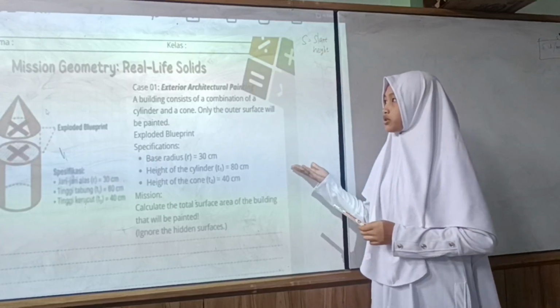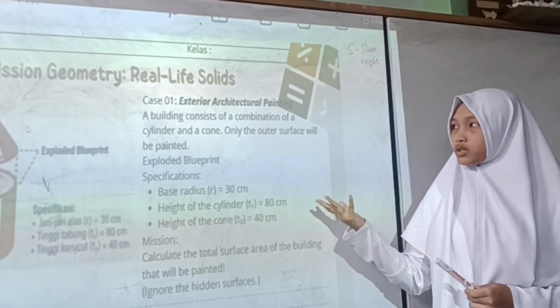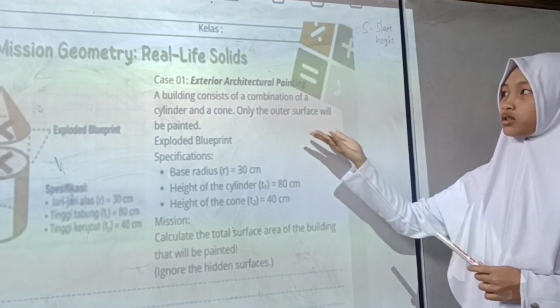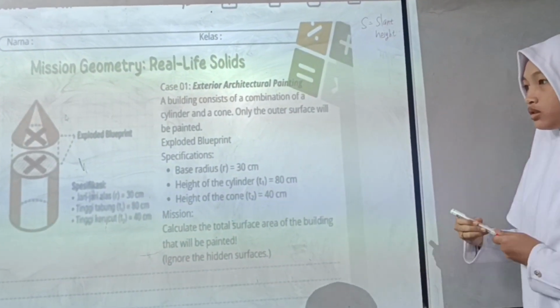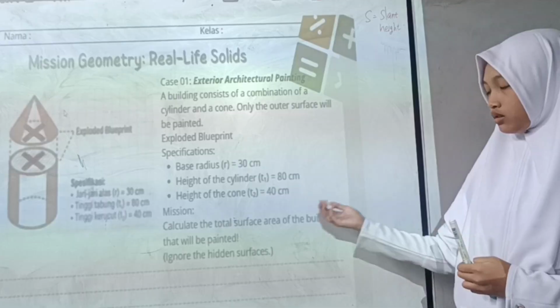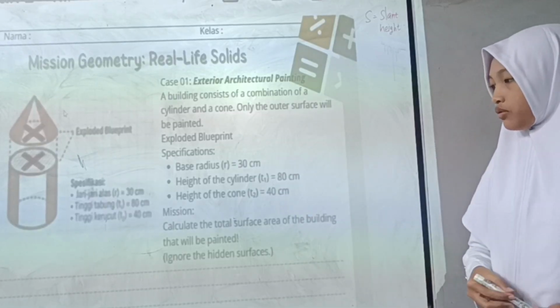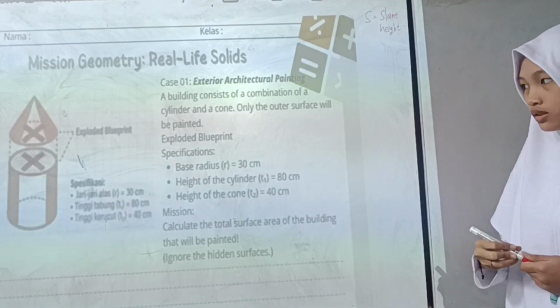So this is the first question, which is the first case. It's the exterior architectural painting. So here we need to find the total surface area of the building that will be painted.